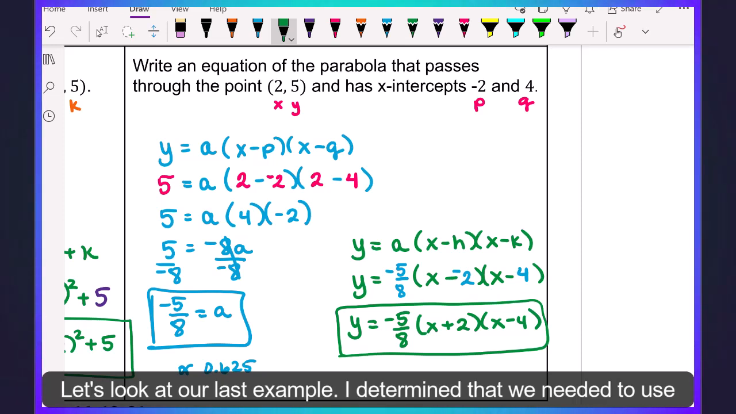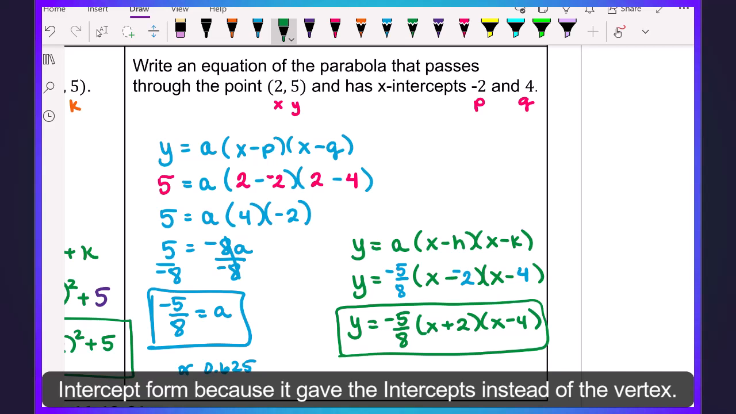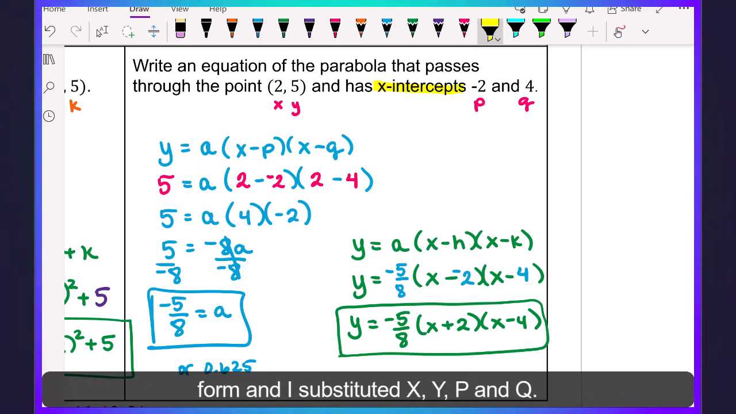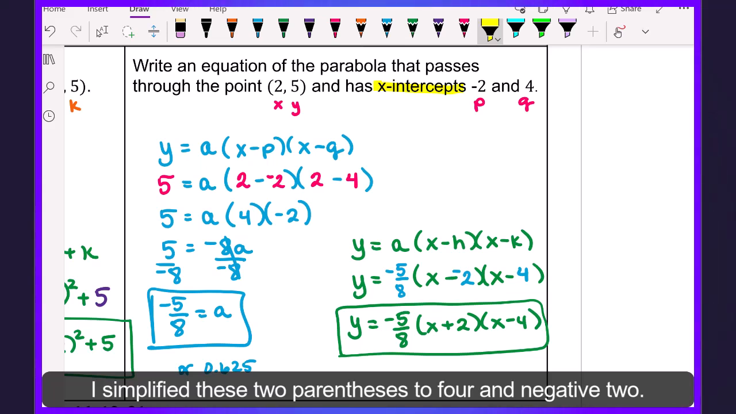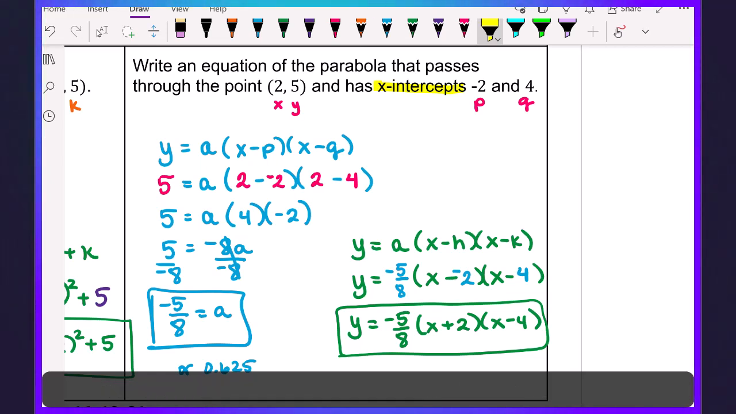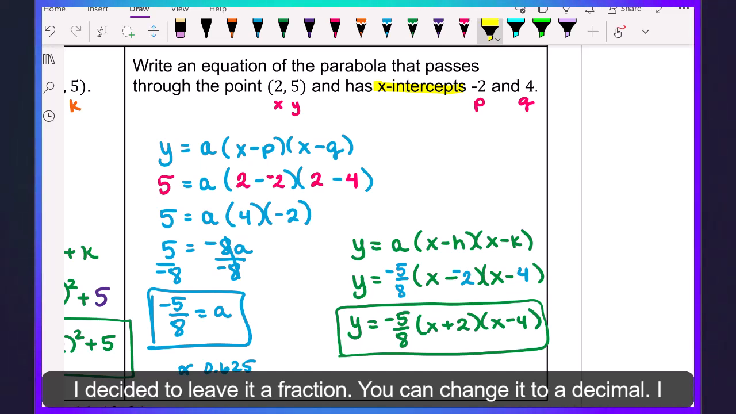Okay, let's look at our last example. I determined that we needed to use intercept form because it gave us the intercepts instead of the vertex. So I went ahead and I labeled x and y, p and q. I wrote down intercept form and I substituted x, y, p, and q. I simplified these 2 parentheses to 4 and -2, multiplied them together, I got -8, divide both sides by -8. I decided to leave it a fraction.